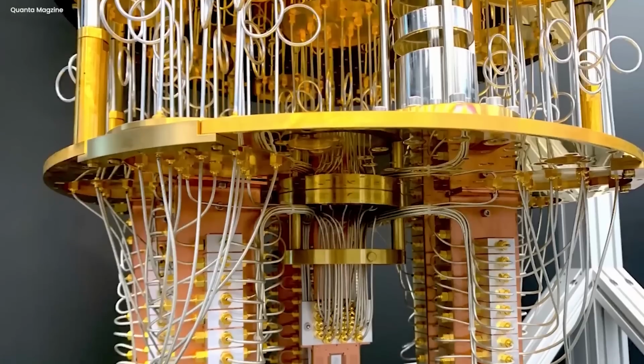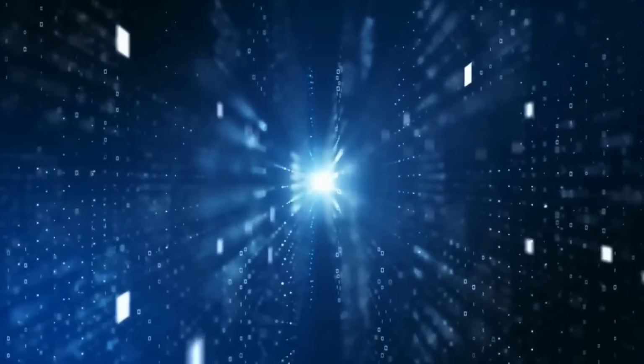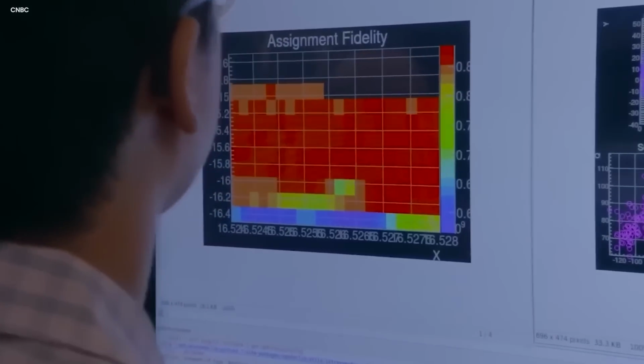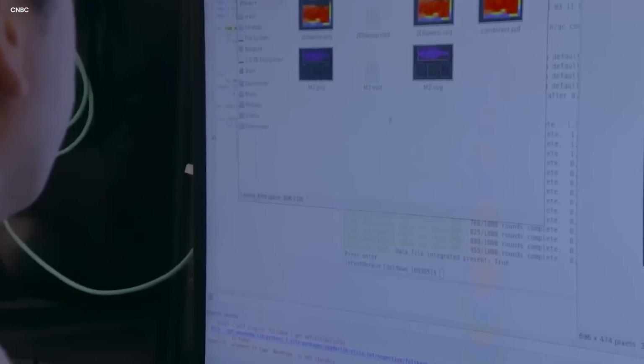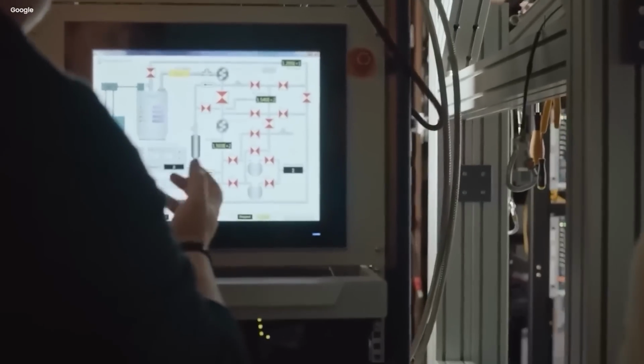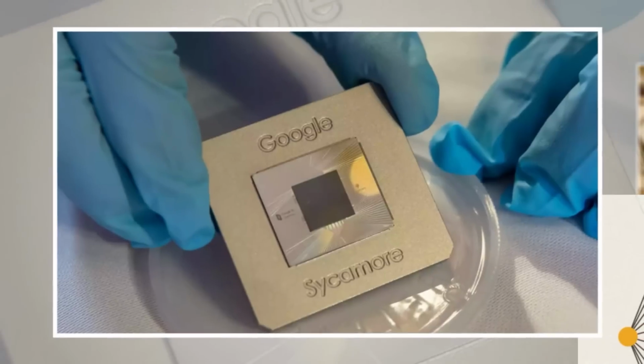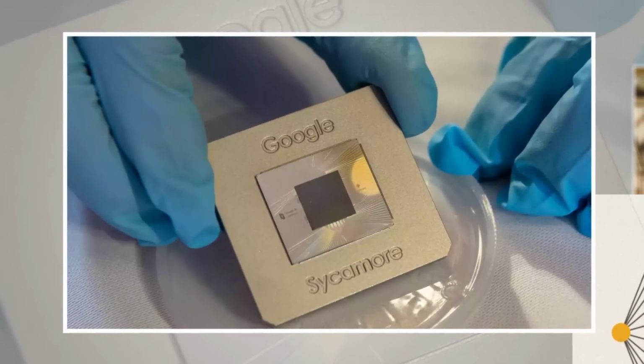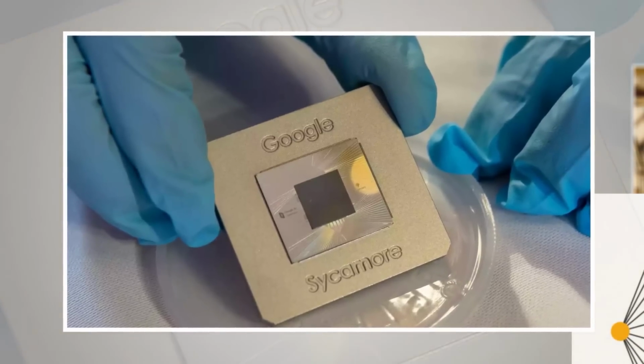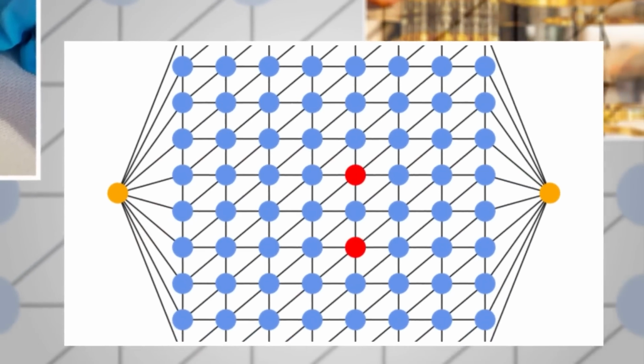To do this, they created a model Hamiltonian that mimicked a scalar field with repulsive interactions. They then used Trotter decomposition, a standard technique in quantum simulation, to break the Hamiltonian into time steps. Each of these steps was mapped onto a series of quantum gates acting across the Sycamore chip's 53 qubits.